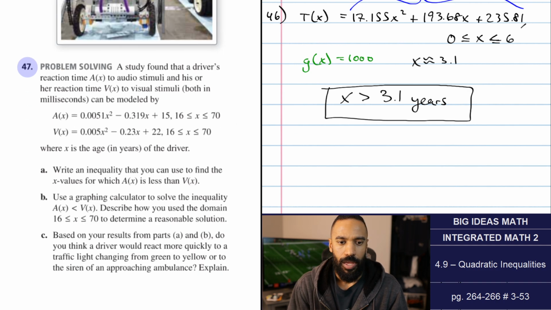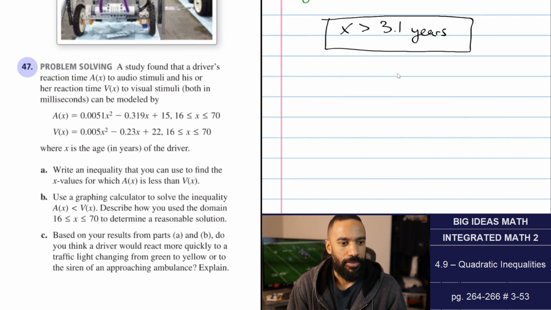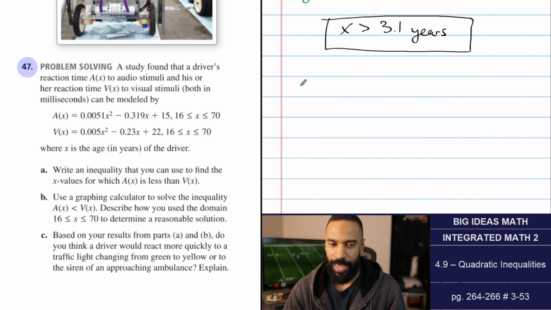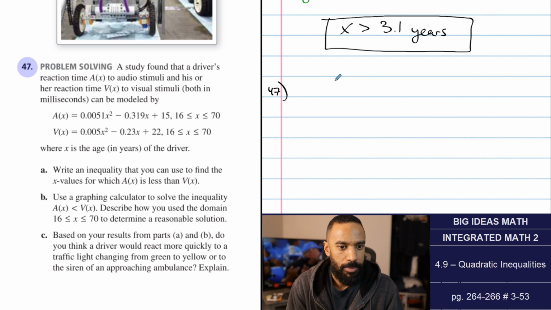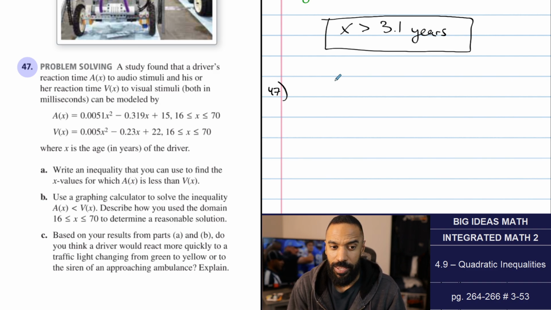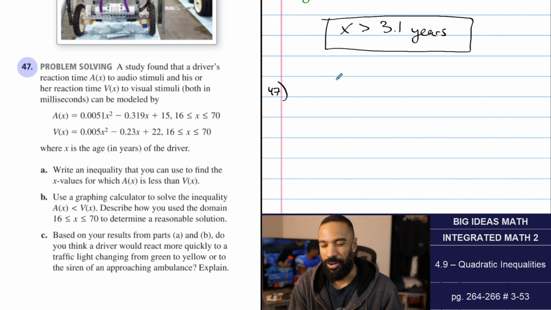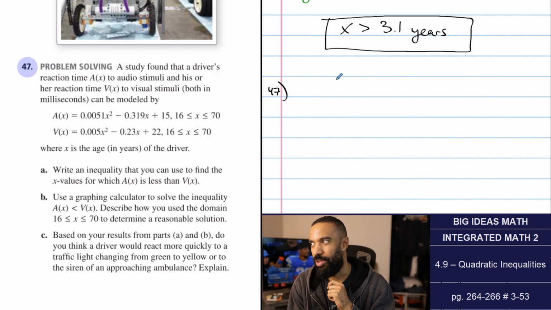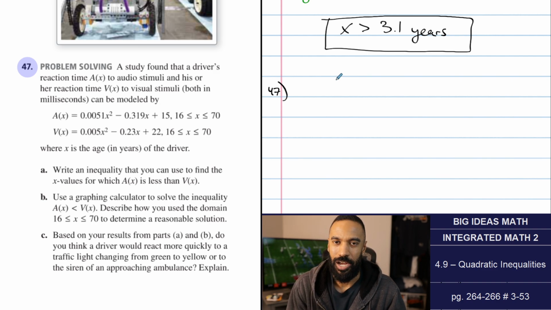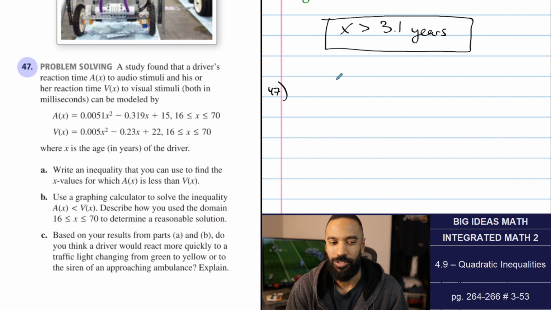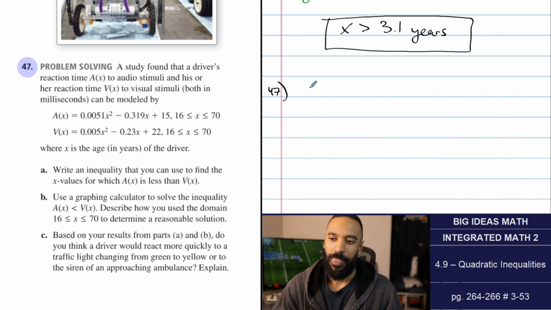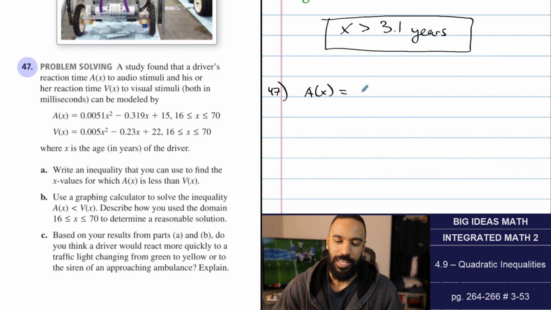Problem solving. A study found that a driver's reaction time A of x to audio stimuli and his or her reaction time V of x to visual stimuli, both in milliseconds, can be modeled by this. I'd say we have a greater visual than audio because light travels faster than sound. I don't know. Anyway, we'll see. A of x equals.